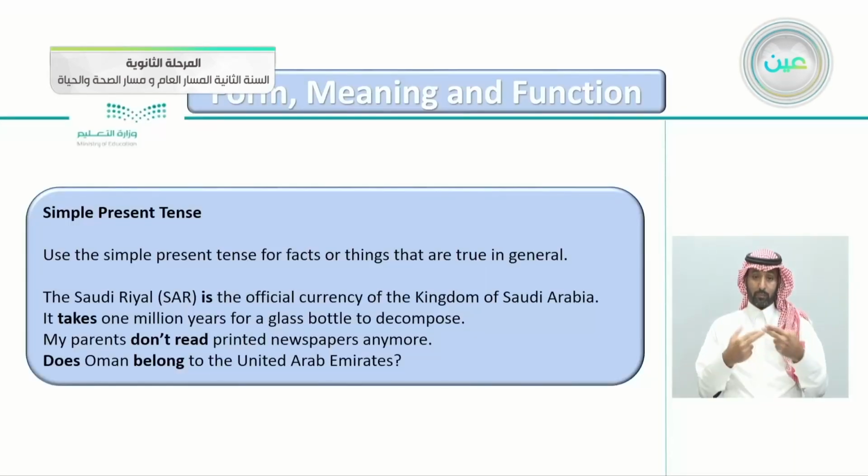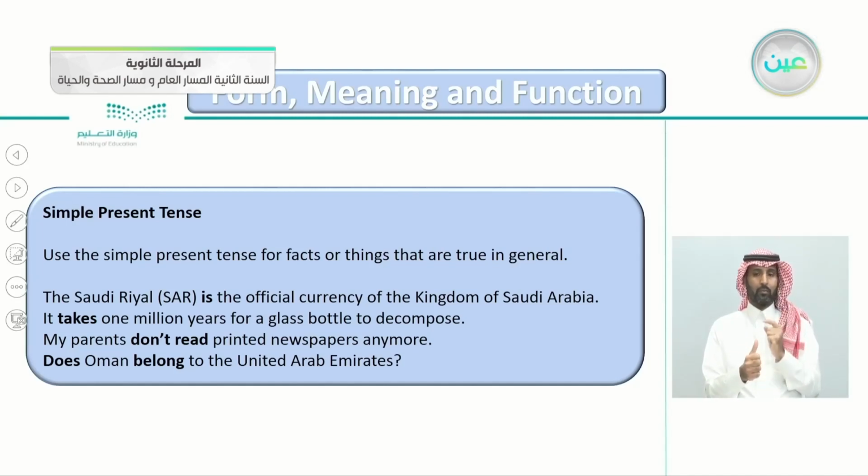So beginning here with the simple present tense. We use the simple present tense for facts or things that are true in general. Again, we use the simple present tense for facts or things that are true in general. Like here, for example, the Saudi riyal is the official currency of the Kingdom of Saudi Arabia. The Saudi riyal is, this is the present simple here, is the official currency of the Kingdom of Saudi Arabia.